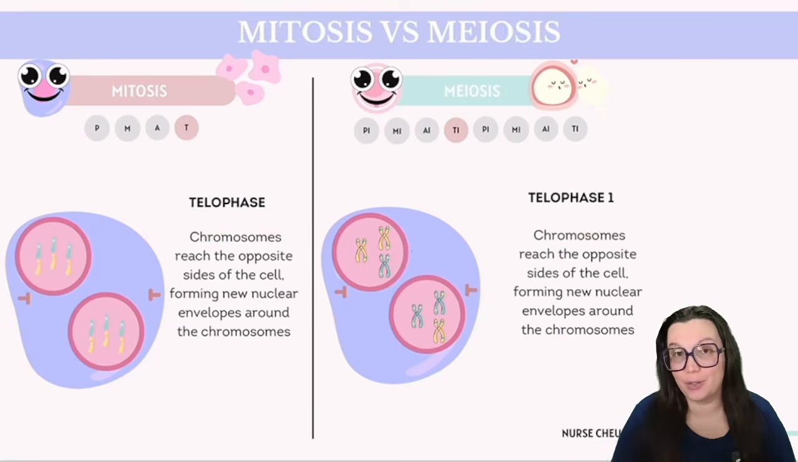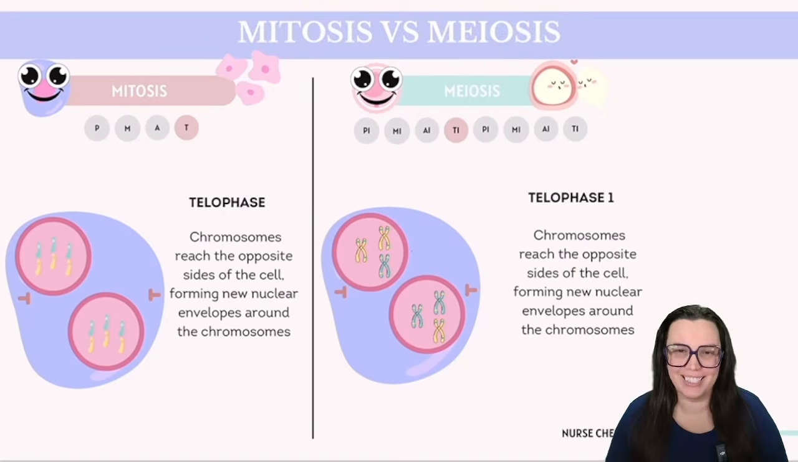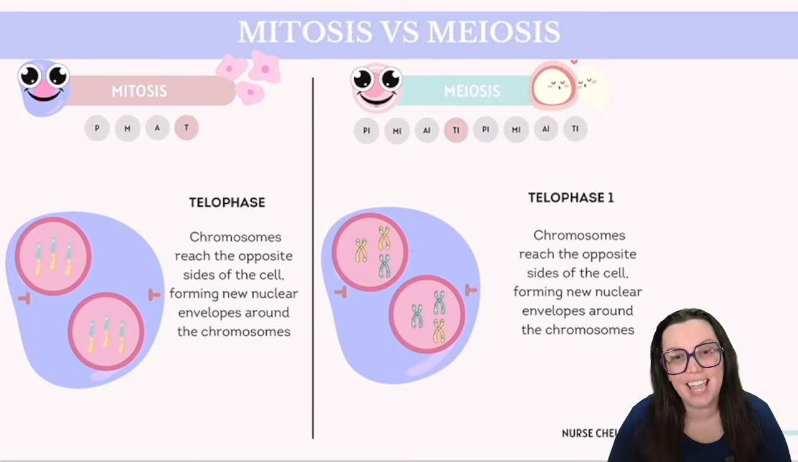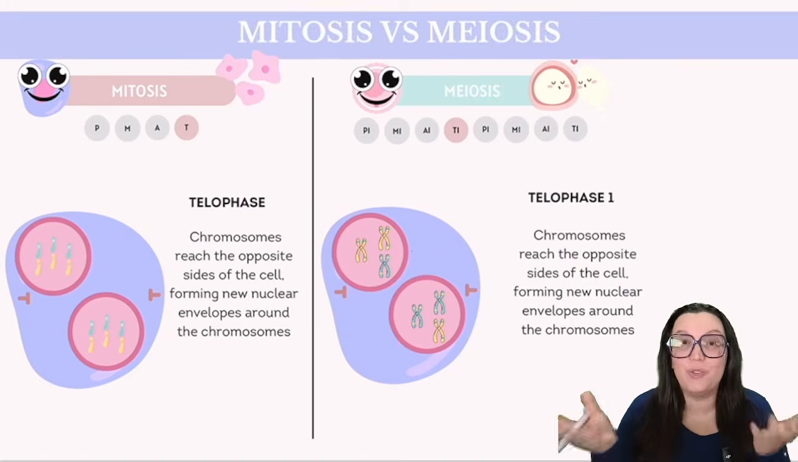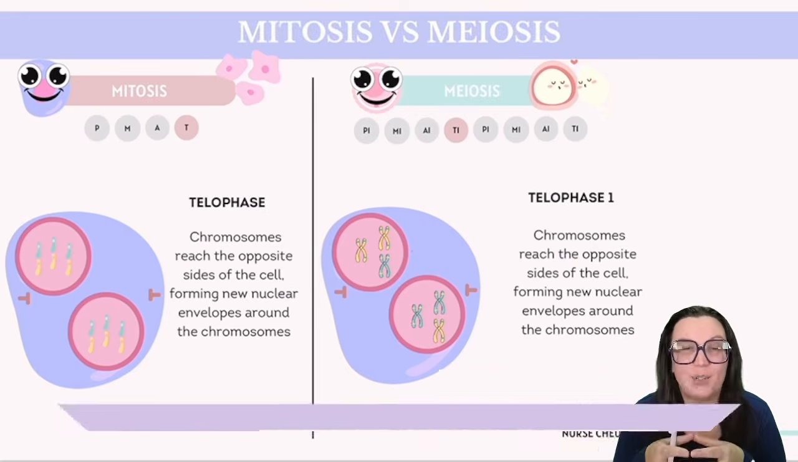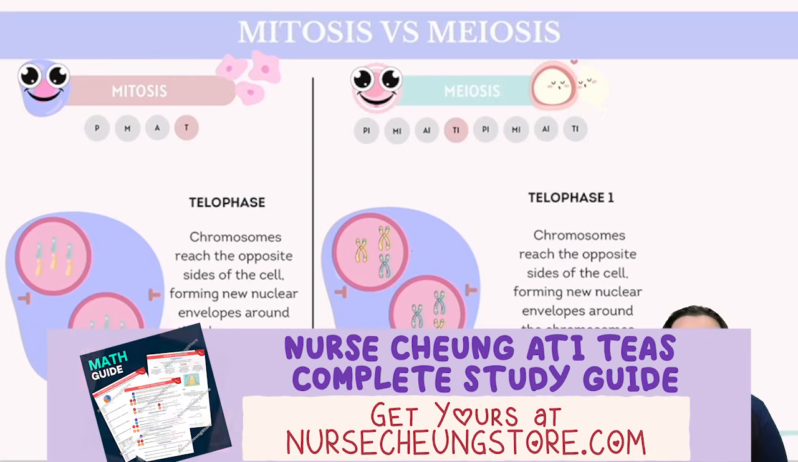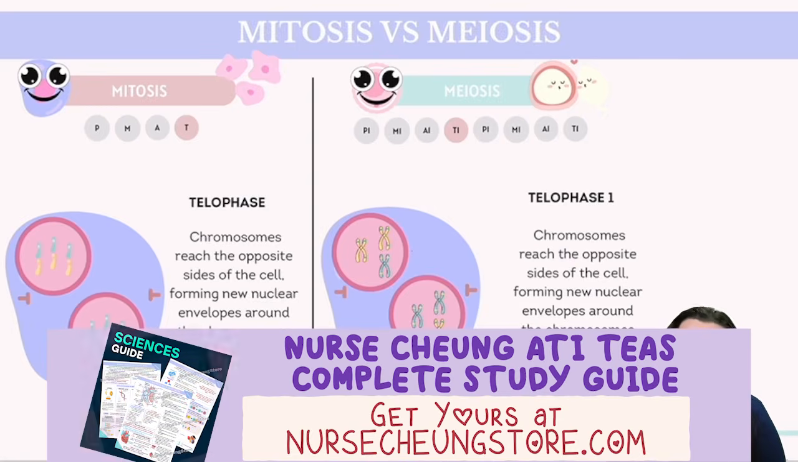In both mitosis and meiosis, specifically telophase I of meiosis, chromosomes are going to reach the opposite sides of the cell, and the process of forming new nuclear envelopes around these chromosome sets is going to begin, setting the stage for the creation of two brand new cells. Each new nucleus is going to encapsulate the chromosomes on each side, paving the way for the cell to eventually divide into two separate entities.